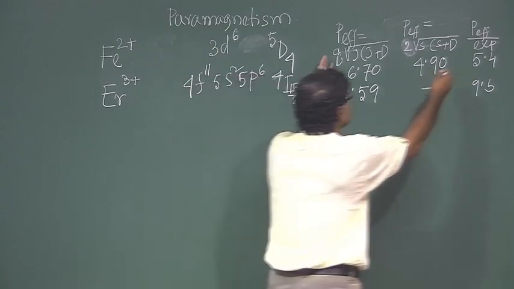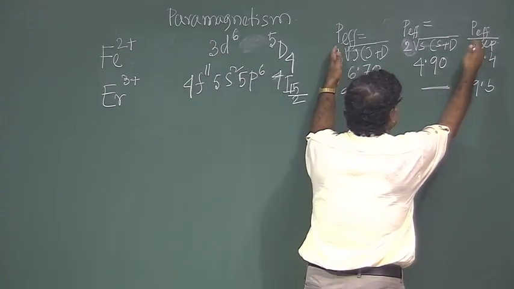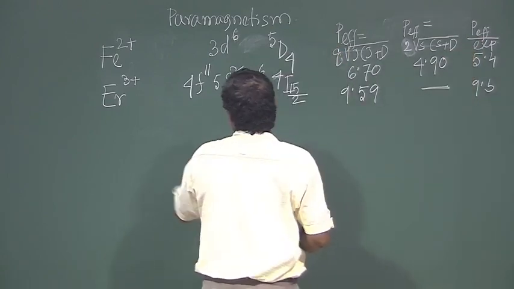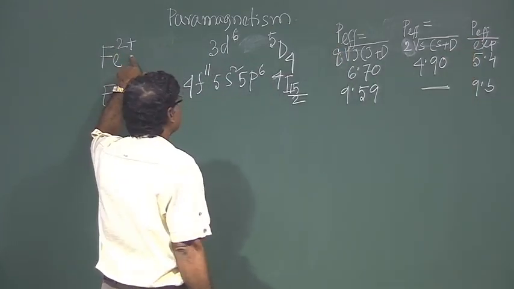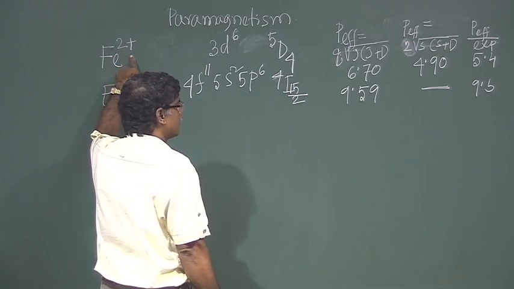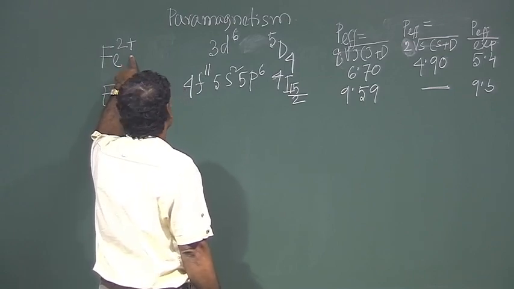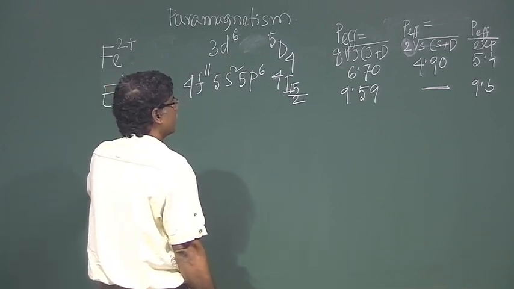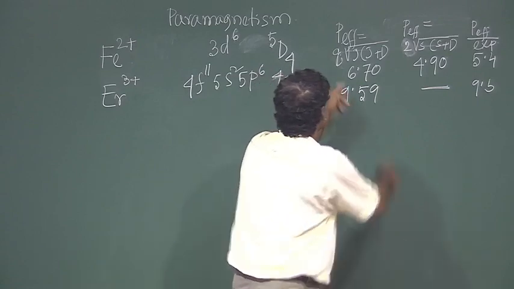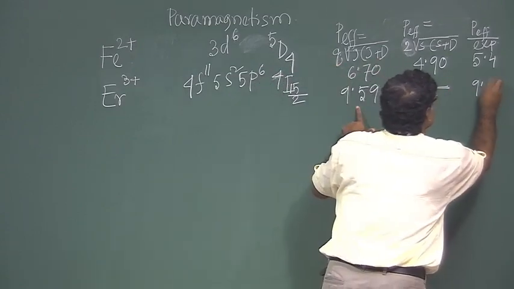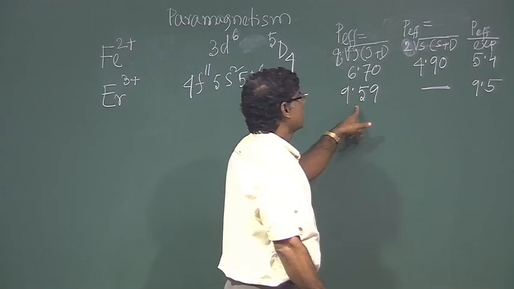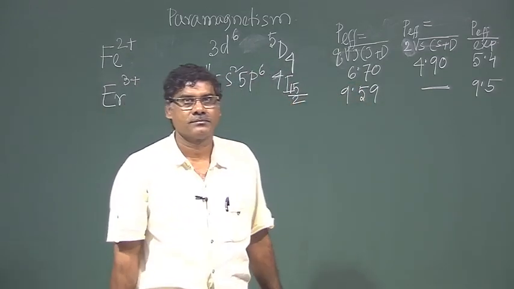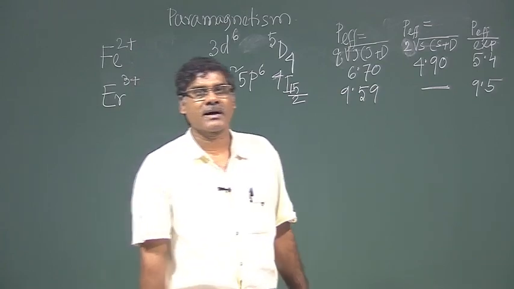Now the question is, why is there a difference between the calculated value and the experimental value of P effective in case of iron group ions, whereas for rare earth ions the matching is quite good? What is the reason behind it? That we want to find out.